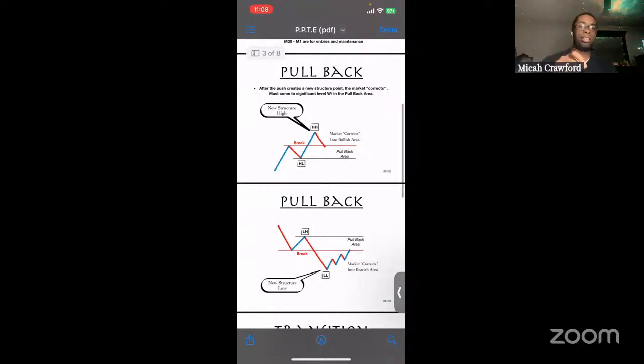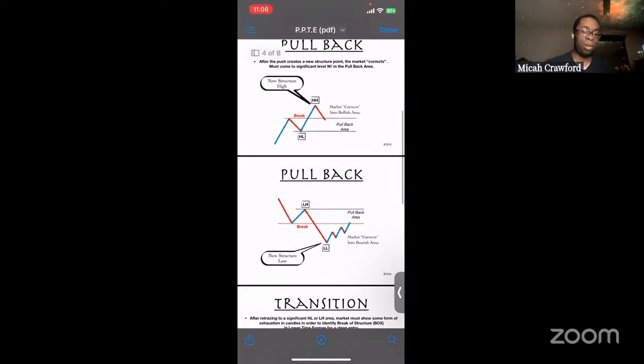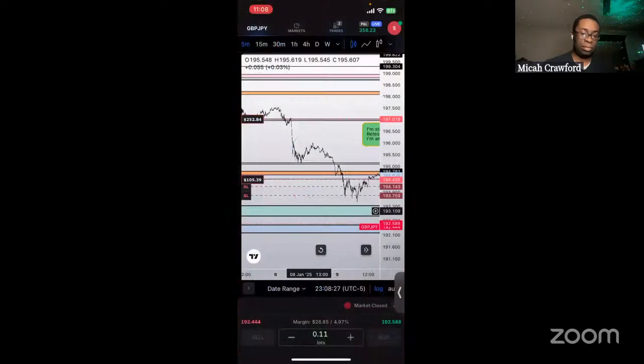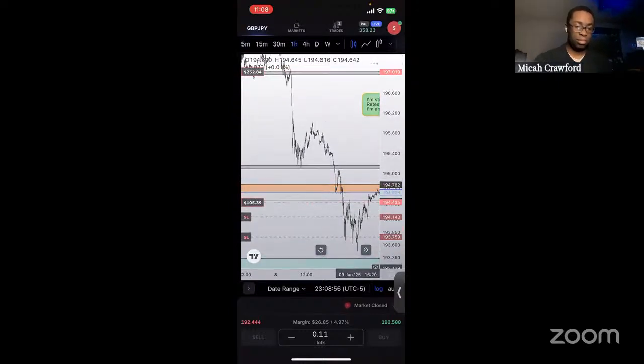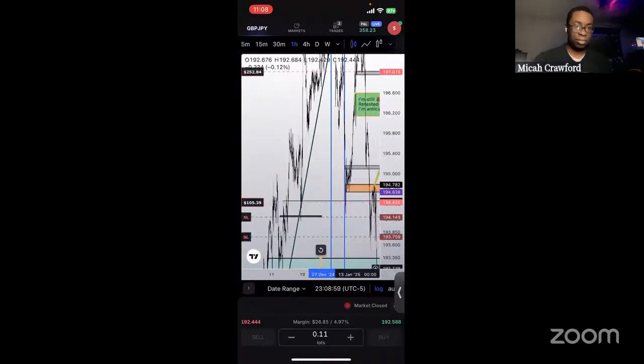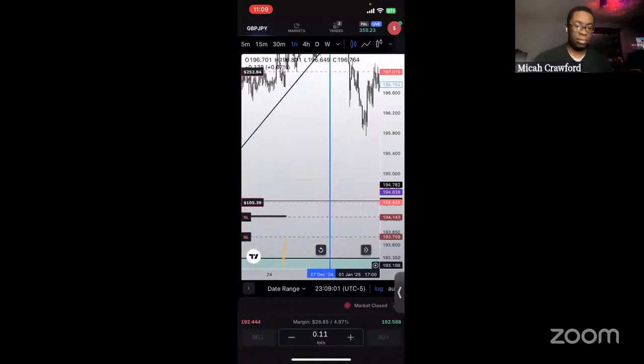After the push creates a new structure point, the market corrects. It must come to a significant level within the pullback area. So that's what you see me have marked off.